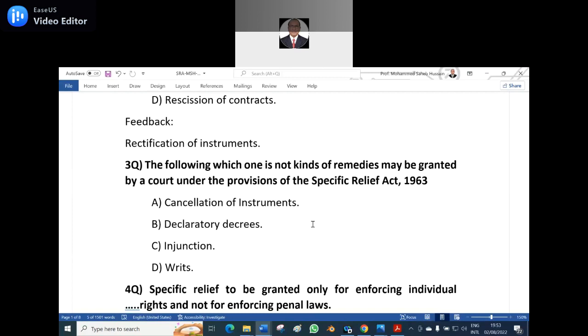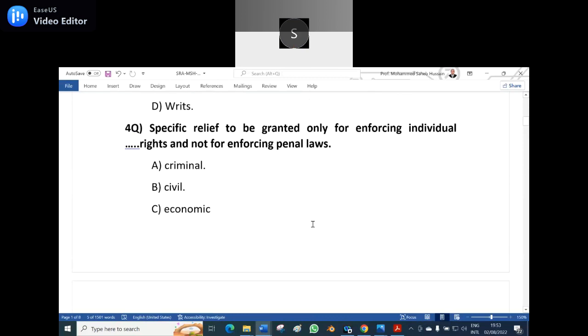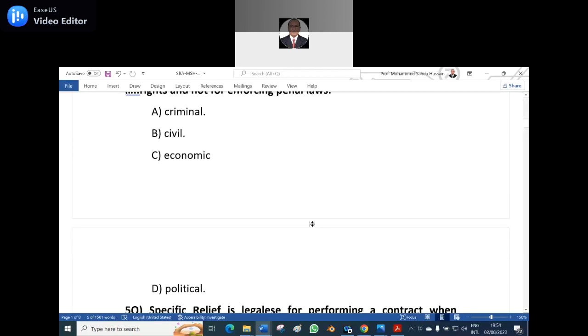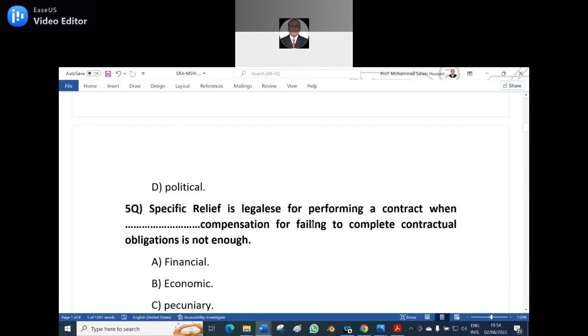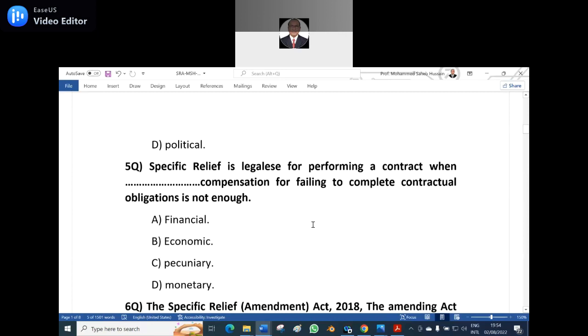The fourth question. Specific relief is to be granted only for enforcing individual dash rights, not for enforcing penal laws. Option A, criminal. Option B, civil. Option C, economic. Option D, political. Civil. Say it in a loud voice. B, civil. Civil rights is the right answer for the fourth question, not for enforcing penal laws. Is it clear? Very good. I appreciate.